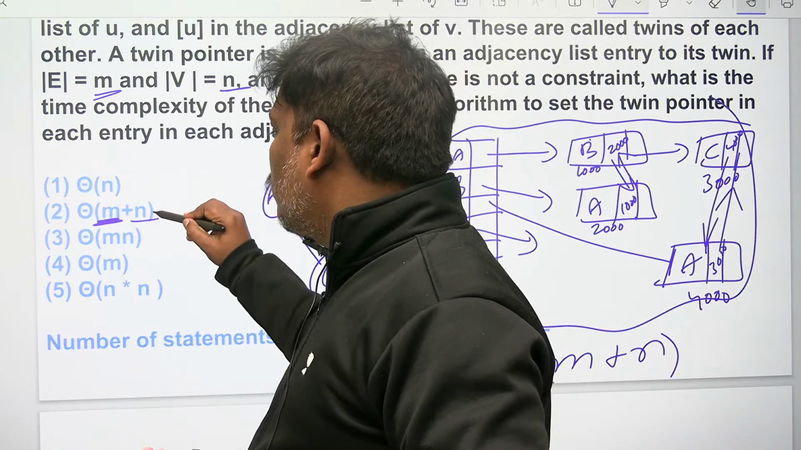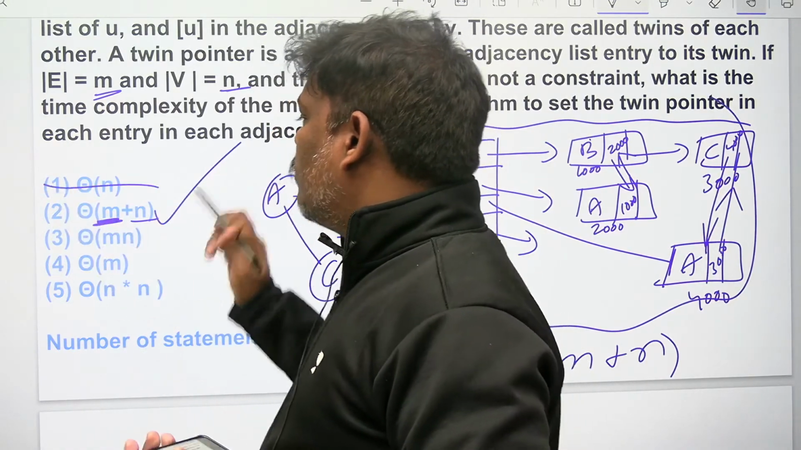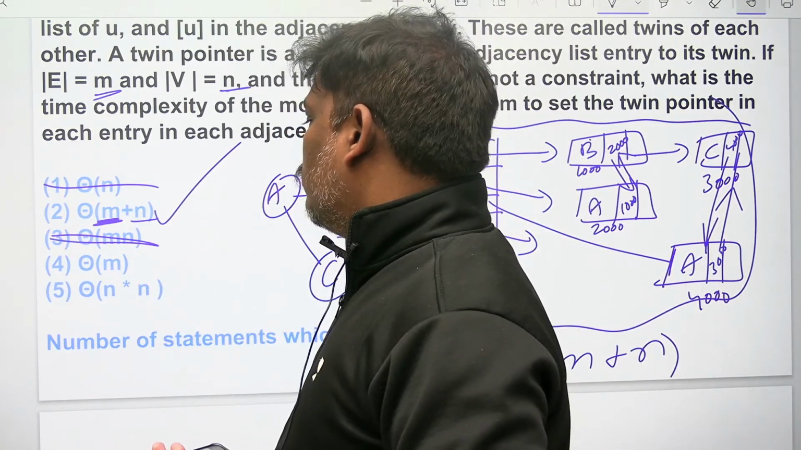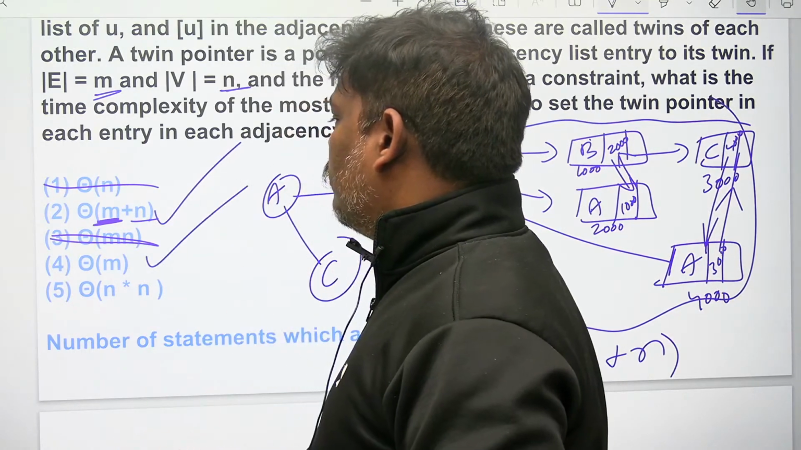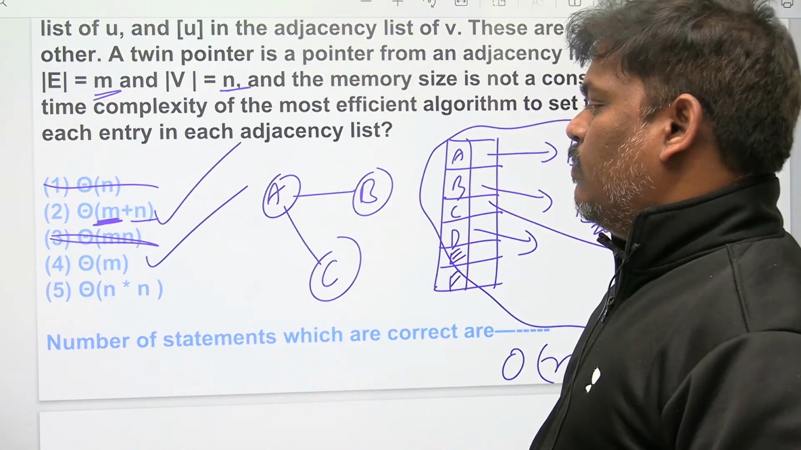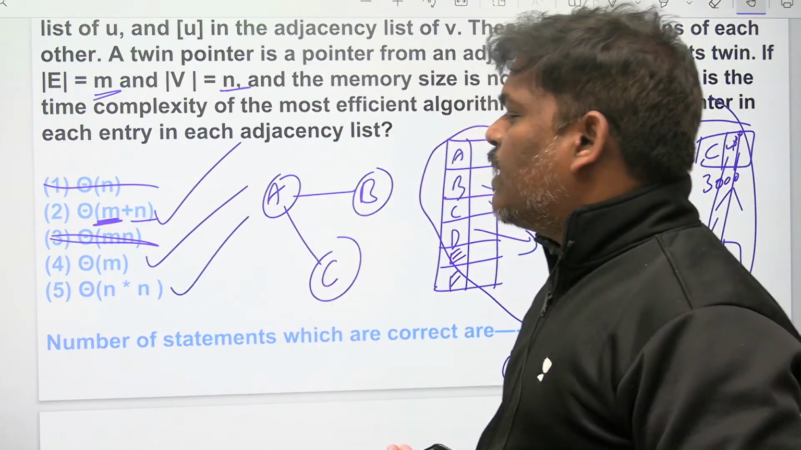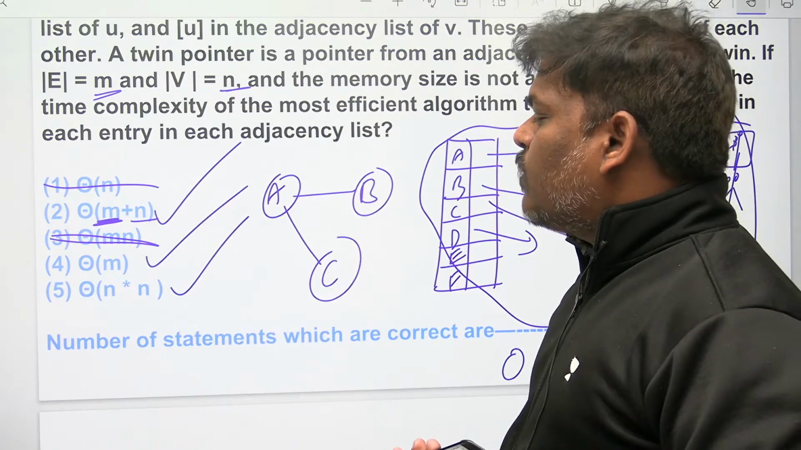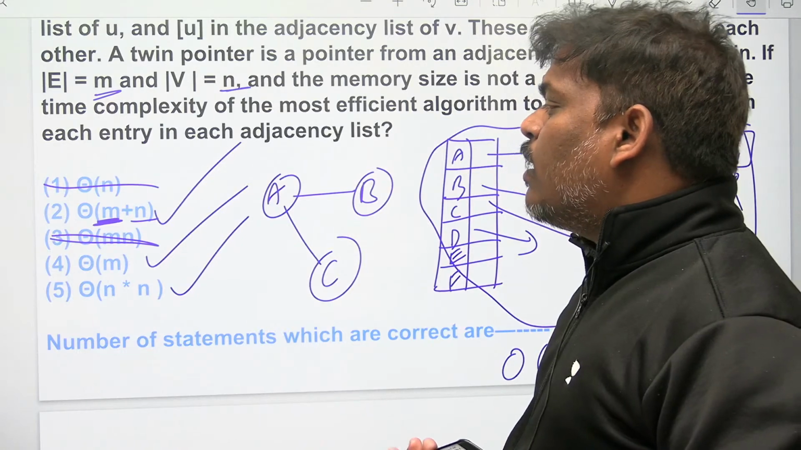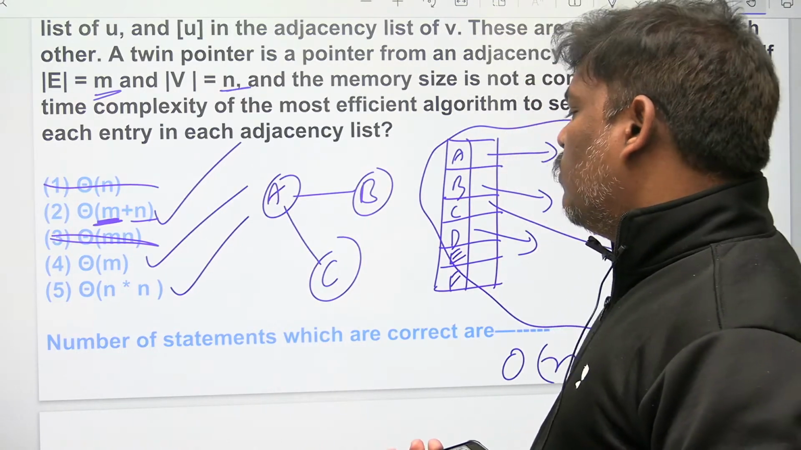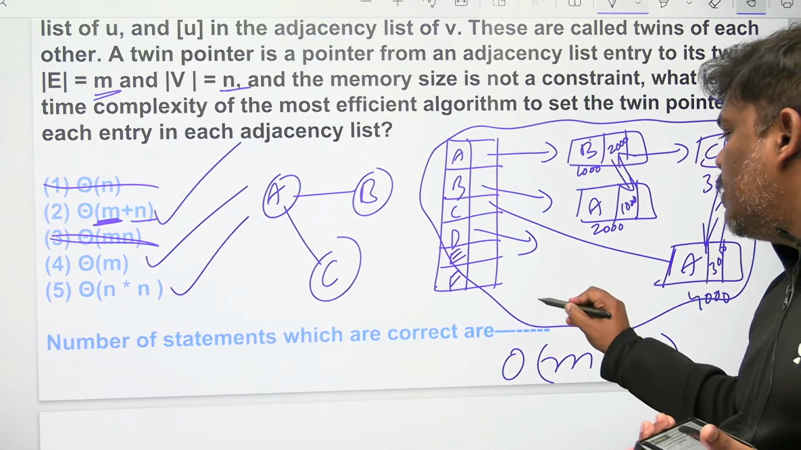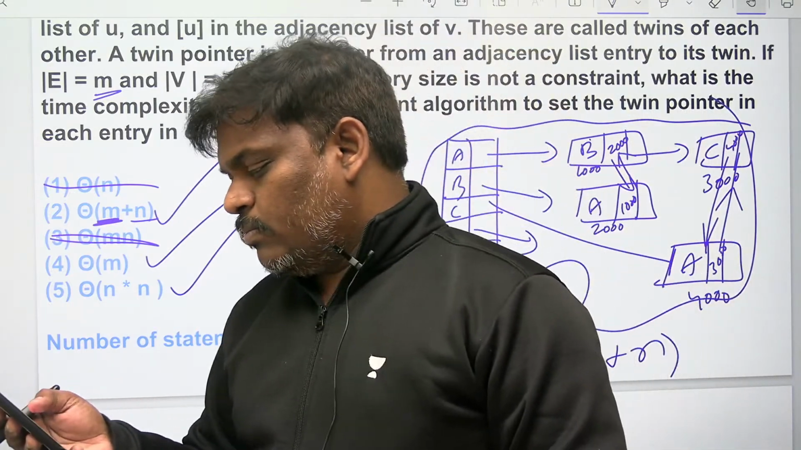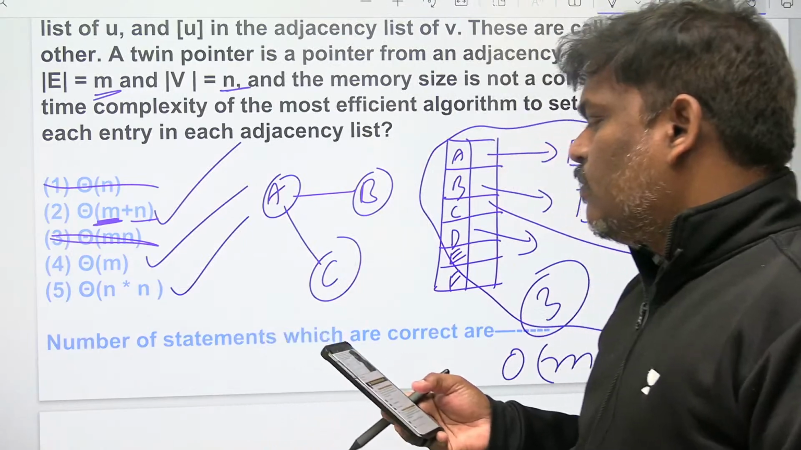So I think this option is also correct. This is not correct; MN means it has become more. I think this is also correct: M plus N, M bigger. This is also correct because the M value is N square only. I think the first one fails, the second one also, the third one also fails. So options 2, 4, 5. The number of statements which are correct is 3. Three are correct.